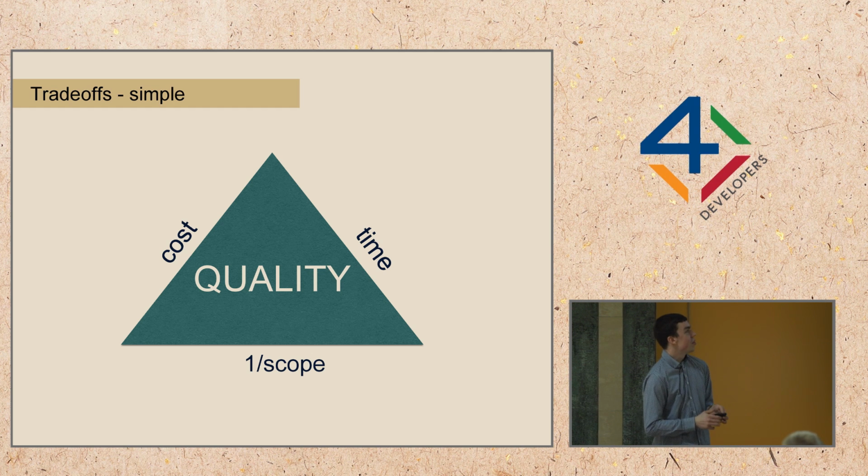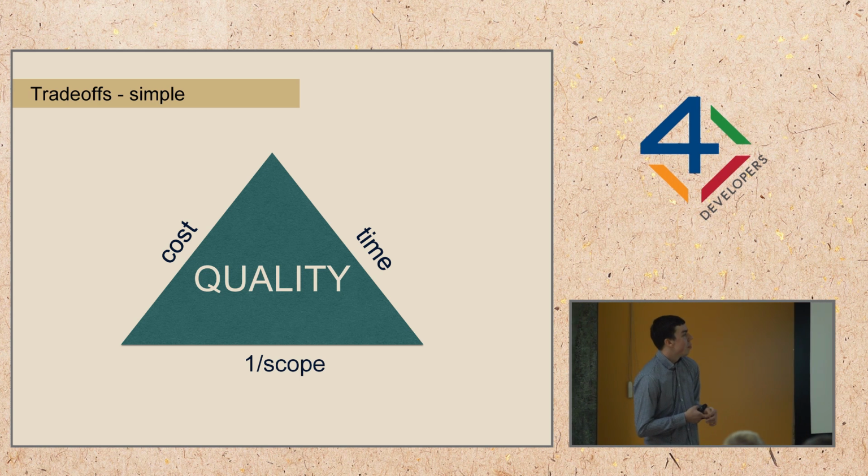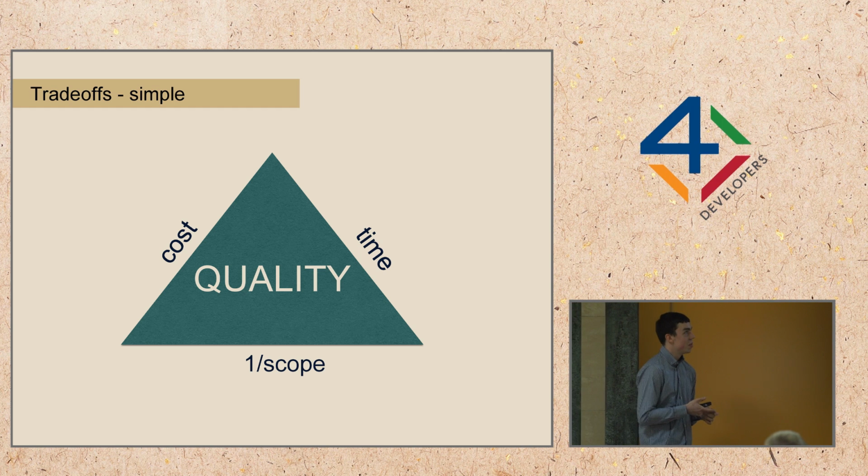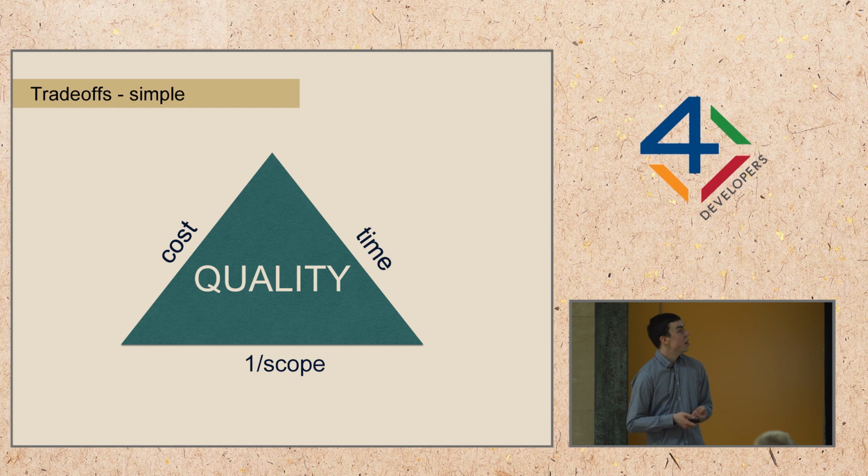So the idea is that you have to choose two of the three elements that are around this triangle. So you can have a cheap system delivered on time, but with limited scope. You can have the full scope delivered in time, but it will cost you a lot. And you can have a cheap system with a full scope, but it will take a lot of time to develop. But is it really true? Because for me, it looks too simple.